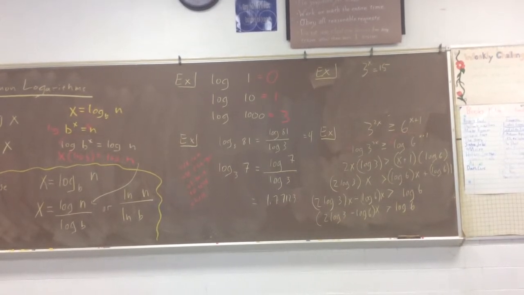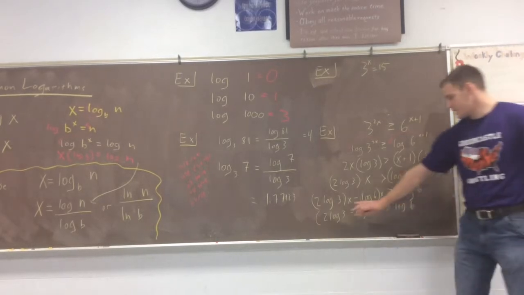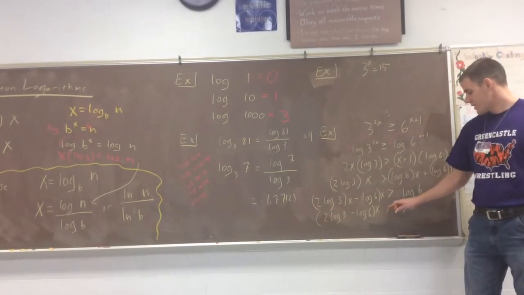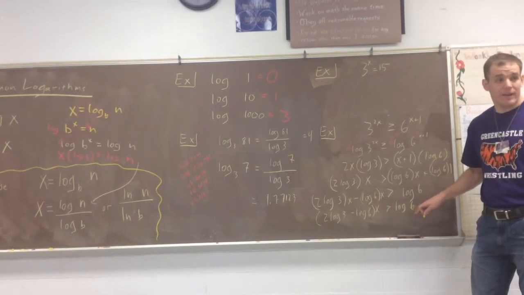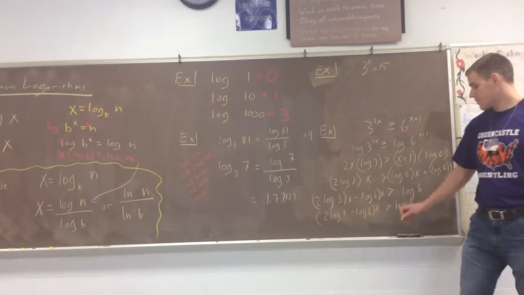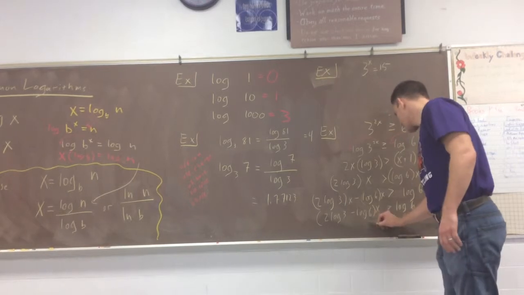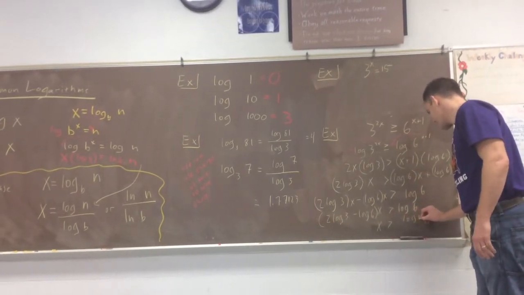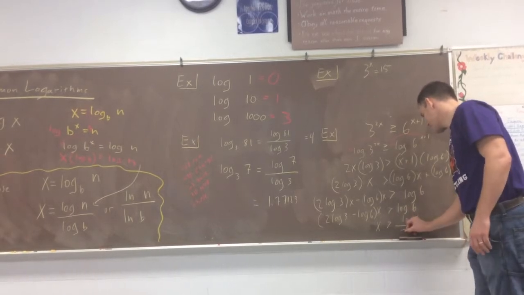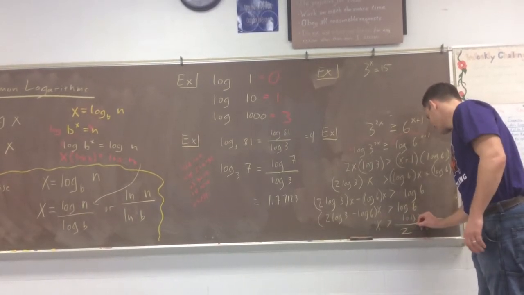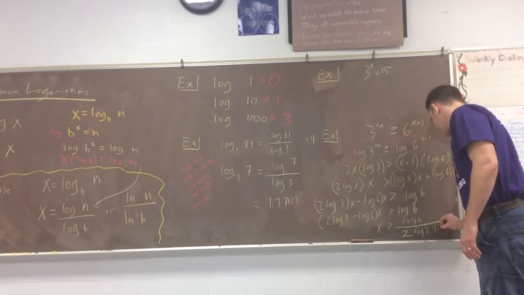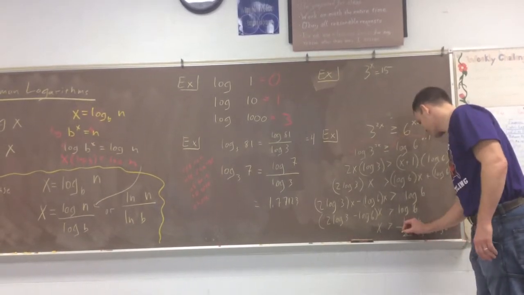Now, let's pretend for a second this were just 2x is greater than 6. I would just divide by 2, right? I'm just going to divide by the number in front of the x. X is greater than the log of 6 divided by 2 log of 3 minus the log of 6.